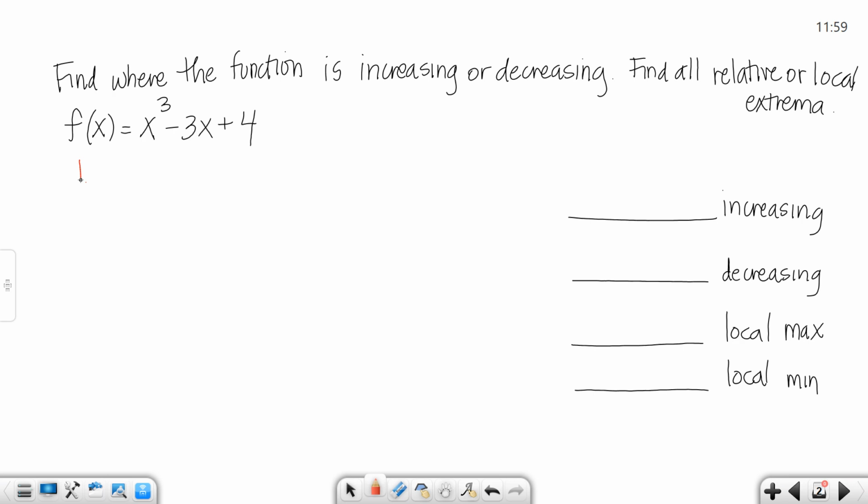Okay, so your domain of this function is all real numbers. Of course, it's all real numbers because it's a polynomial. So we're going to be taking a number line of all real numbers.